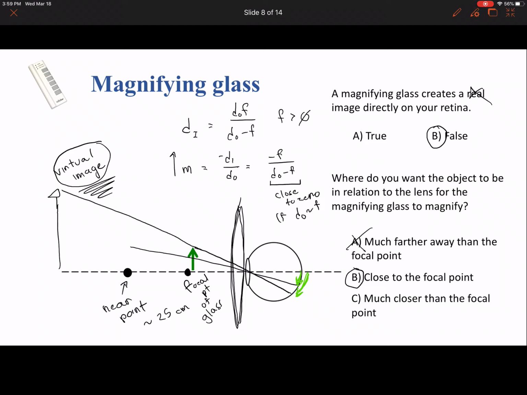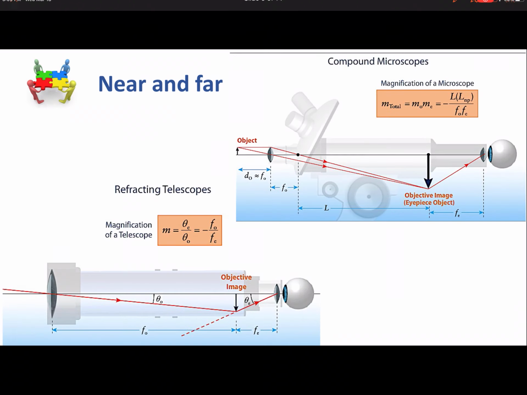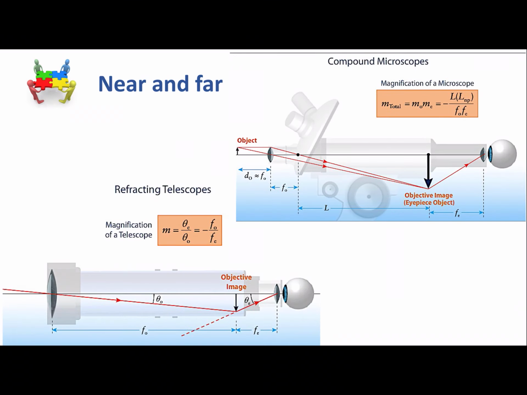All right. Now that we have that down, let's move on to some more complicated optical instruments, namely telescopes and microscopes. The reason why it's important to go over magnifying glasses as a prelude to talking about telescopes and microscopes is because both devices have two lenses in them. They have what's called an objective lens and an eyepiece.